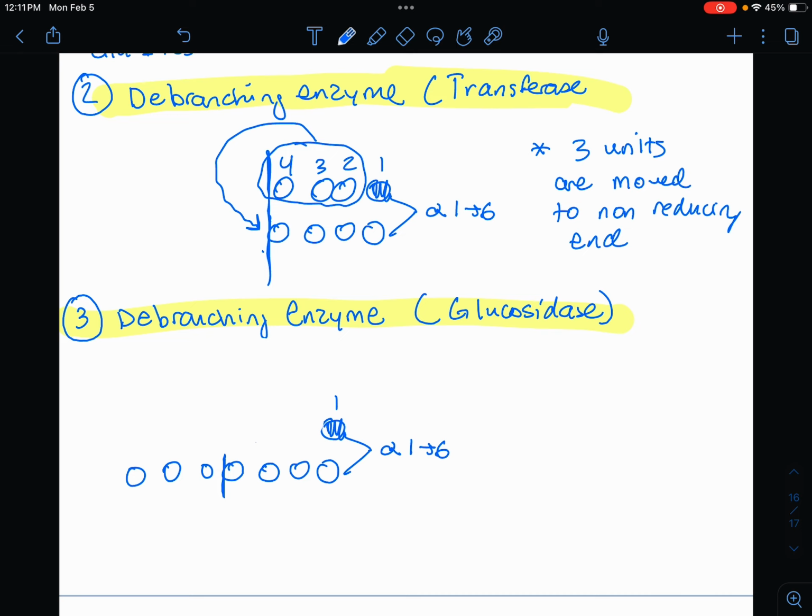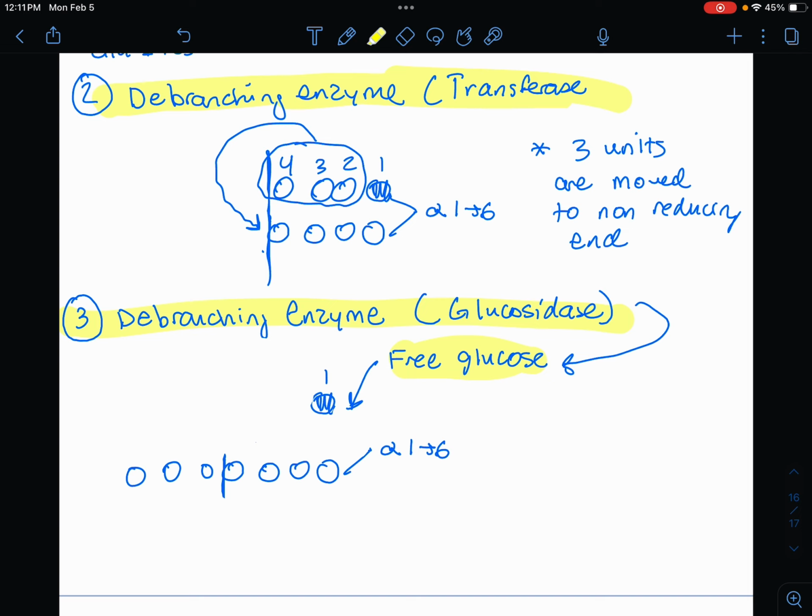This debranching enzyme acting as a glucosidase is going to cut that free glucose right here. This is going to become a free glucose. That's the result. Free glucose. We're going to cut that off, so let's cut that linkage right there, and now we have our free glucose. It's that last alpha 1 to 6 remainder on the top strand.